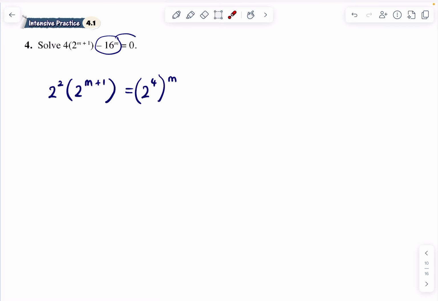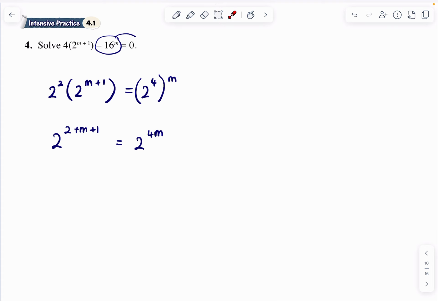Then, since this is related by times and the bases are same, we can add the power. We can say 2 plus m plus 1 equals to 2. These two powers we have to times 4m because it's right next to each other.